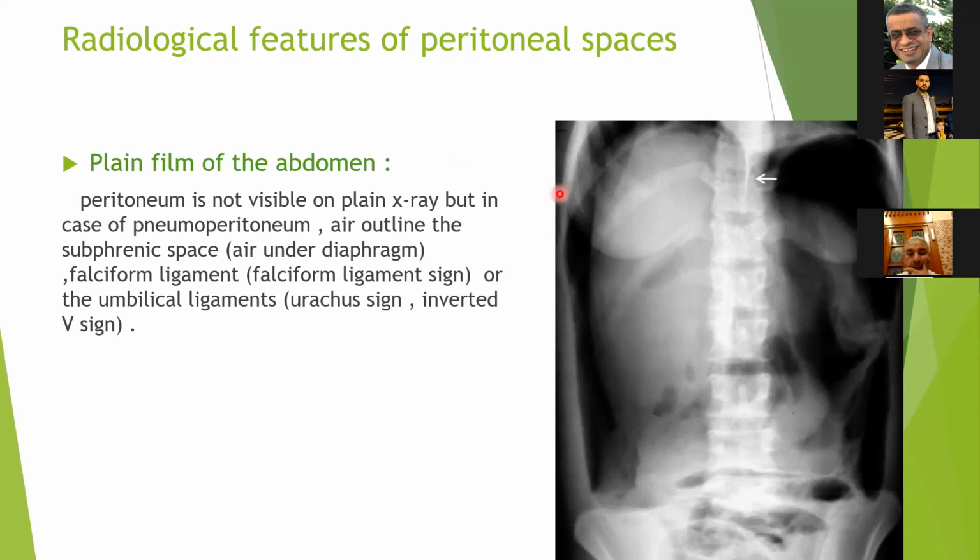This is a plain abdomen showing us the falciform ligament sign. This is the falciform ligament, which is outlined by air, and also there is air under the diaphragm.